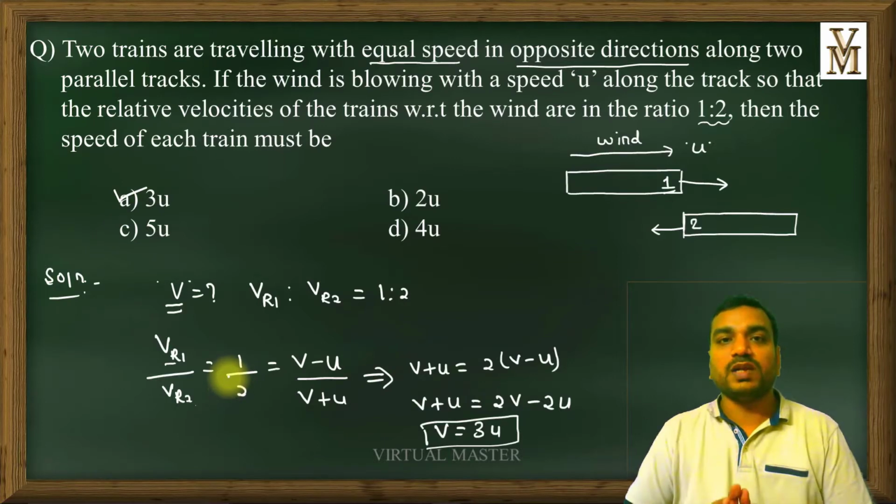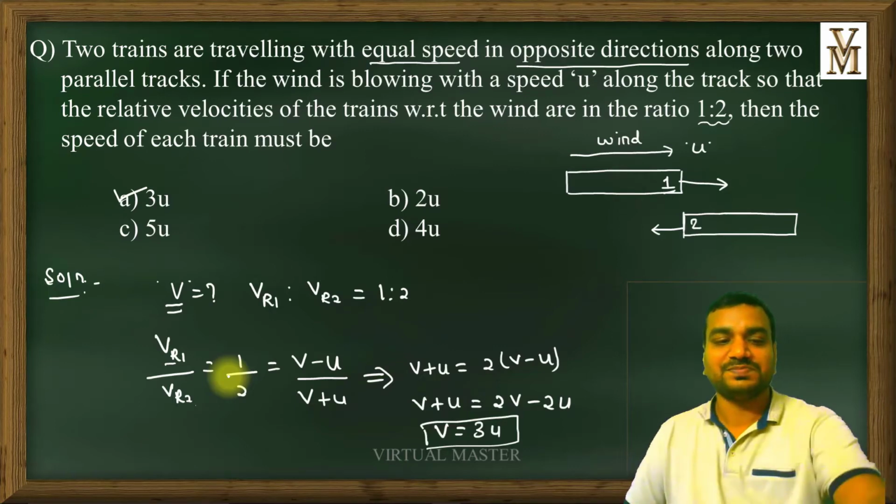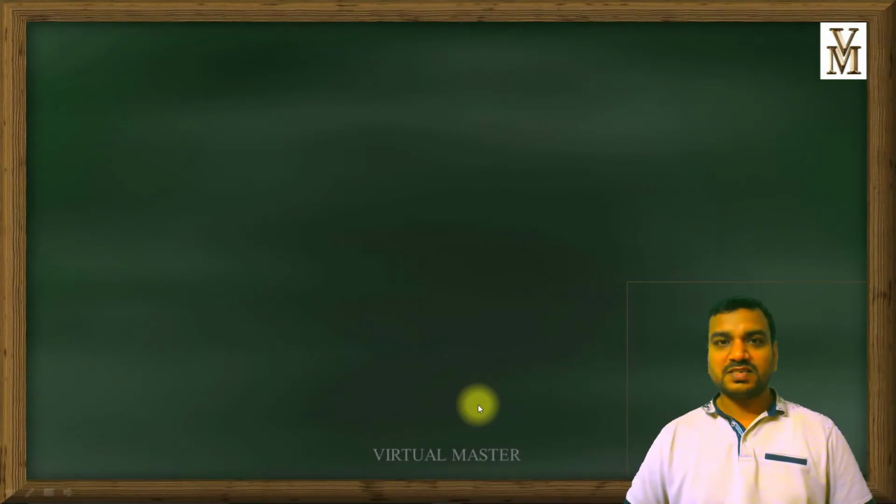Okay, I hope everyone has understood how to solve this type of question. If you have any suggestions or opinions, you can write in the comment section. Okay. Till now we have discussed the relative velocity, and also we have solved a few numericals and multiple choice questions related to the relative velocity of an object.